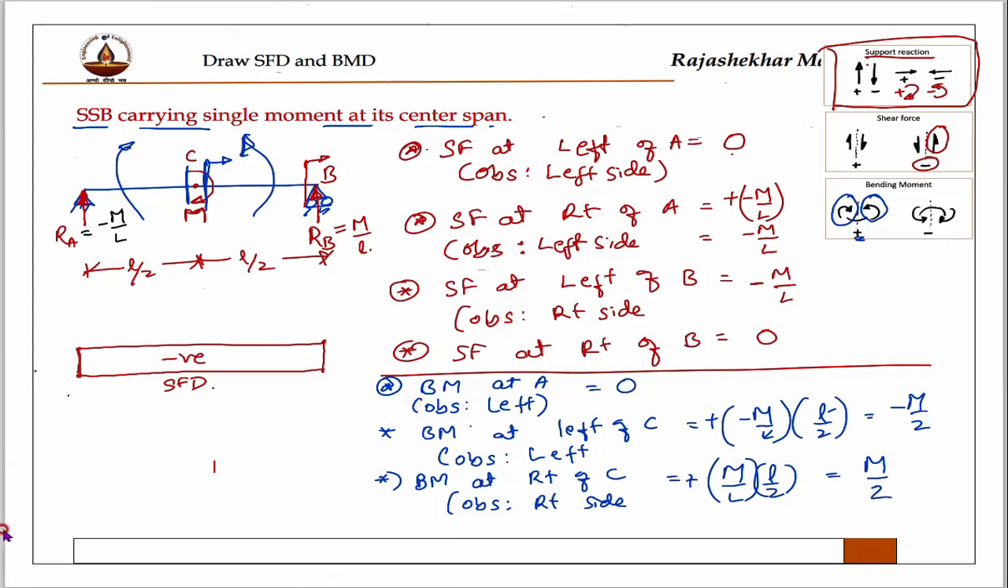Now, what is the shear force diagram for this one? Sorry, bending moment diagram. At this point 0, at this point 0, you can write here bending moment at B equal to 0.